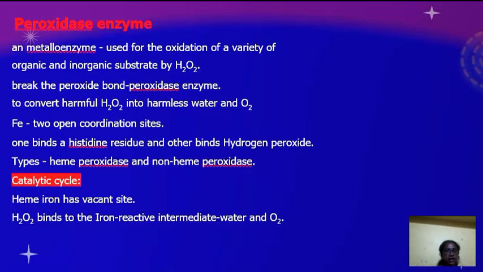It has 2 types, heme peroxidase and non-heme peroxidase. Catalytic cycle. Heme iron has a vacant site, that is H2O2 binds to the iron, giving reactive intermediate, water and O2.